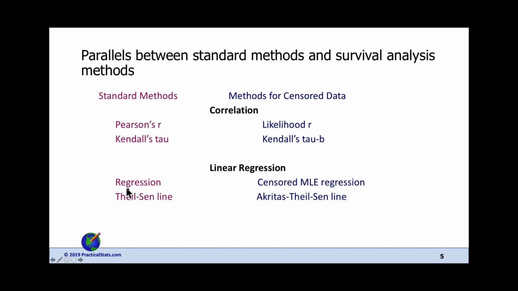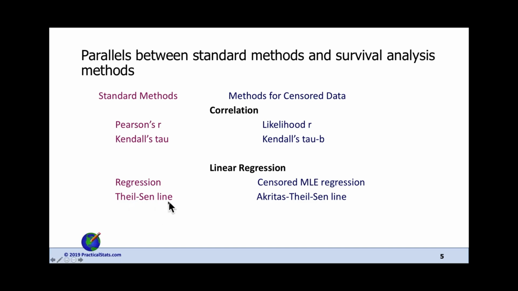For linear regression, the standard regression, whether it's one X variable or multiple regression with multiple X variables, there is a regression using maximum likelihood estimation. That's what the words are behind this acronym MLE. The maximum likelihood estimation version of regression will handle censored data even at multiple detection limits, and will give you back intercepts and slopes and tests for whether those X variables should be in the model.